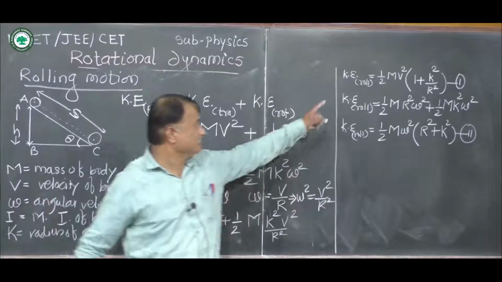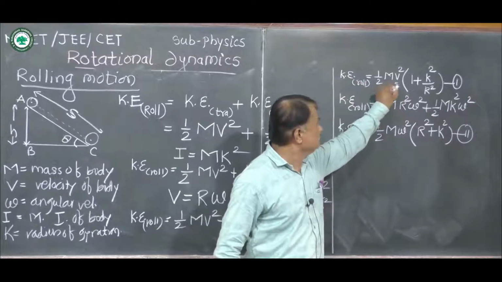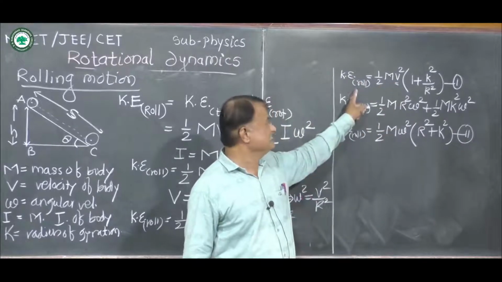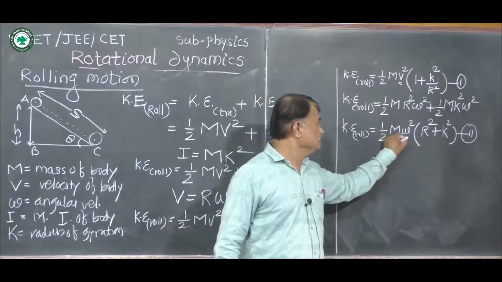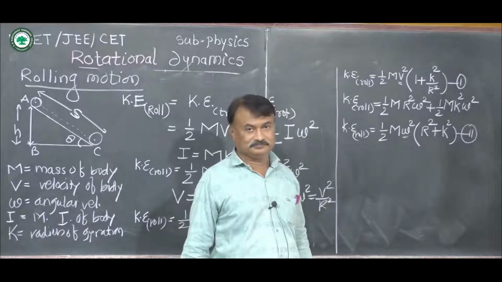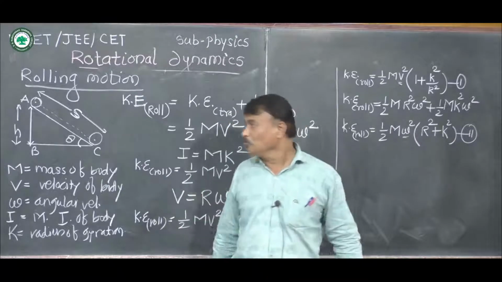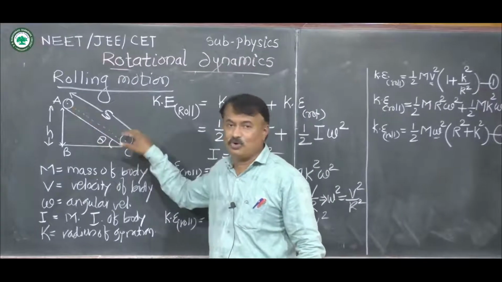Concentrate on equation 1 and equation 2. In equation 1 there is linear velocity, so this equation is in terms of linear velocity. In equation 2 the relation is in terms of omega, meaning angular velocity. Now from this diagram we have to find the velocity of this body.